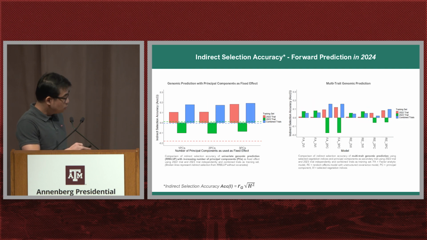Now, when you use the dimensionally reduced data, it's actually the first 3 principal components that result in higher prediction accuracy, instead of just using the first principal component as a fixed effect. For multi-trait genomic prediction, it holds true. Using the first 3 principal components with the factor analytic model using the combined trial resulted in higher prediction accuracy.